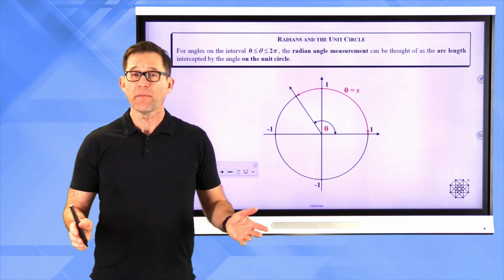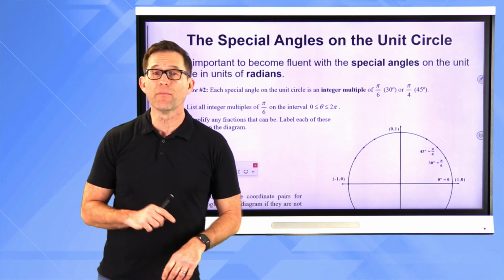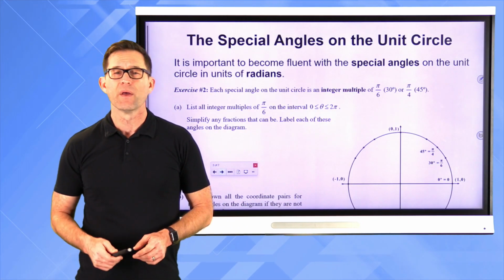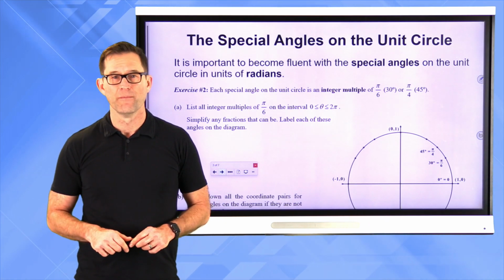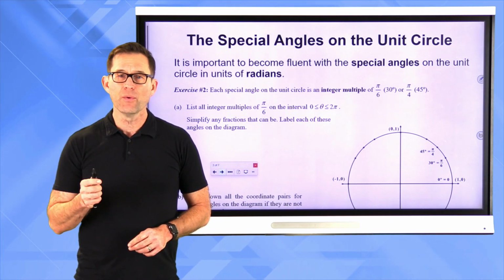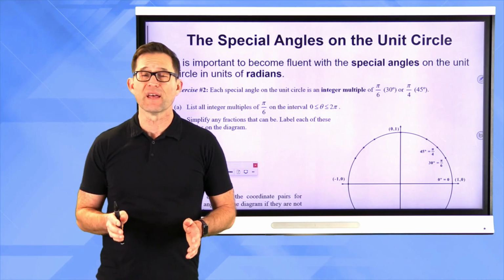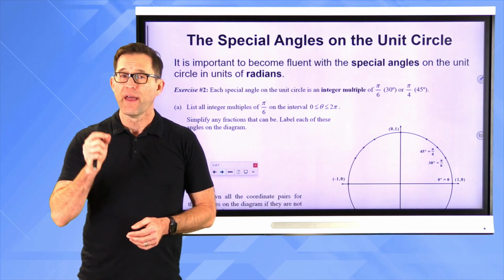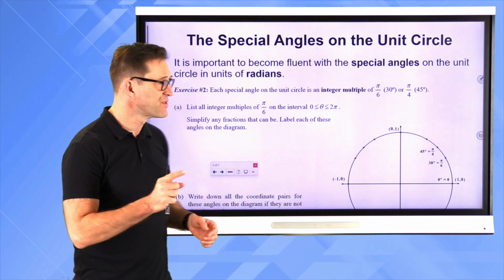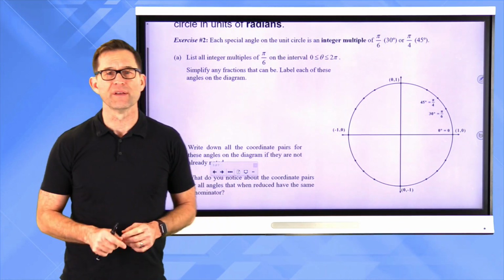All right. That being said, now let's jump in and look at that unit circle a little bit more in terms of radians. And we begin by discussing the special angles on the unit circle. It's important to become fluent with the special angles on the unit circle in units of radians. That's an expectation at the Algebra 2 level, at the pre-calculus level, and certainly at the calculus level. So let's start to think about how we can consider this.